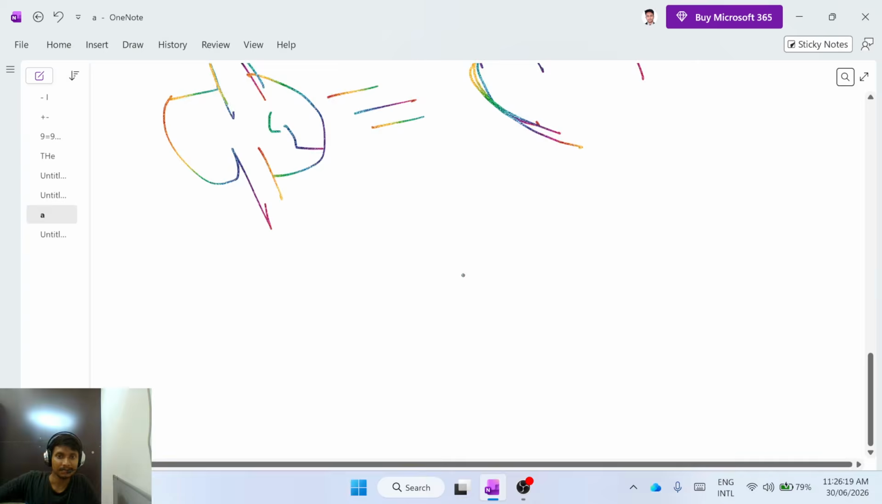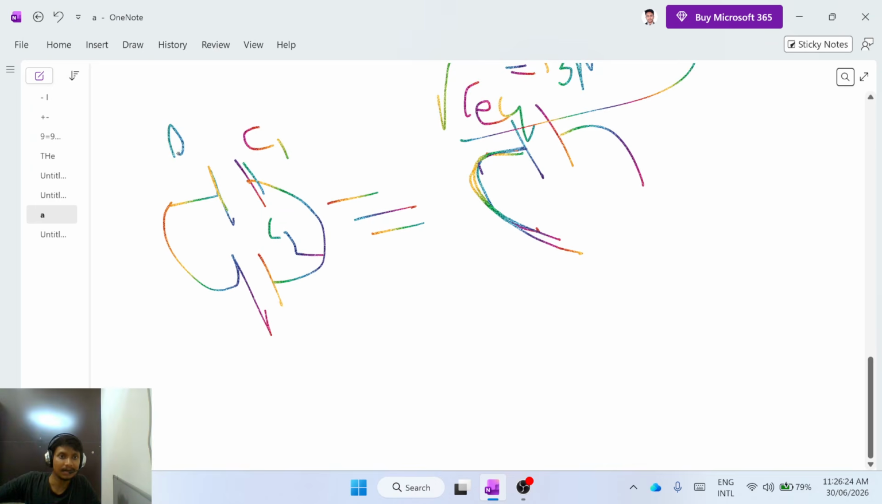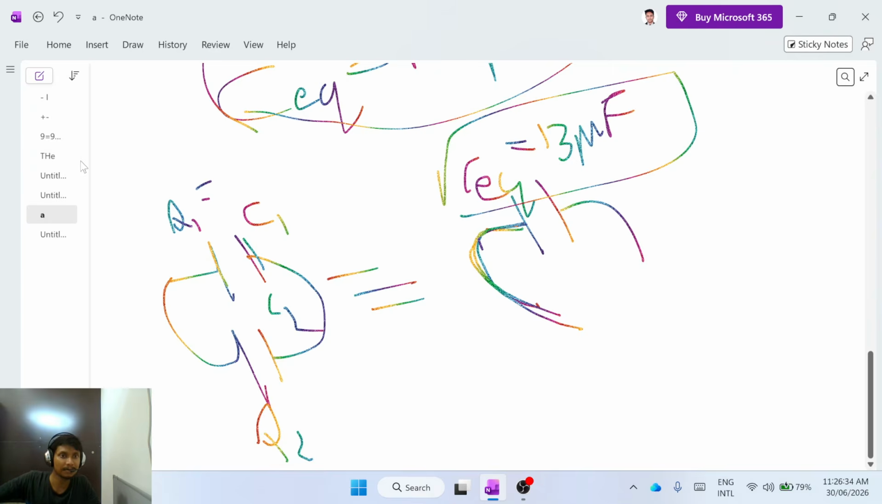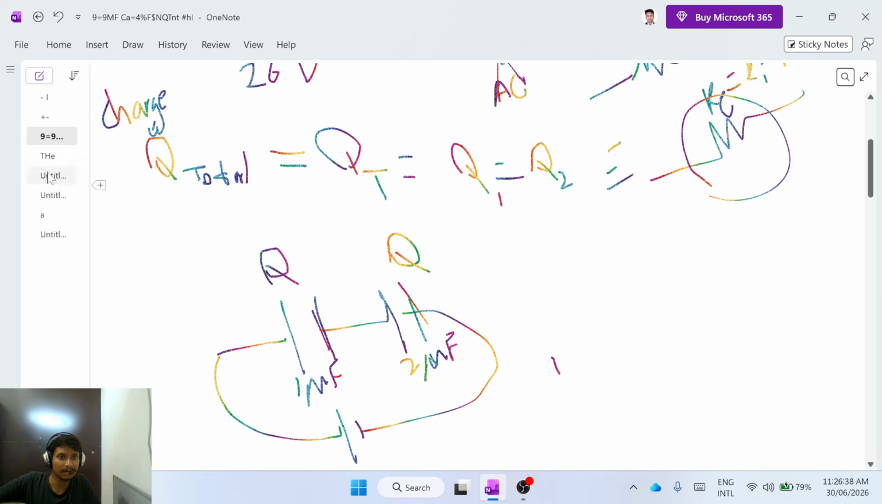Now the charge of capacitor one is Q1 and this is Q2. What is Q1? We already discussed that Q1 is equal to Q.